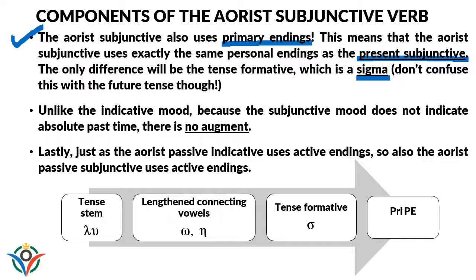So don't confuse this with the future tense though. Remember that the tense formative of the future indicative is also a sigma. But now in the aorist subjunctive, the tense formative is also a sigma.